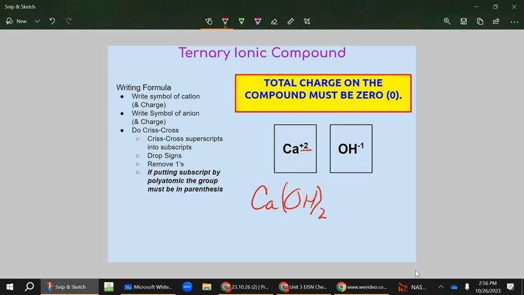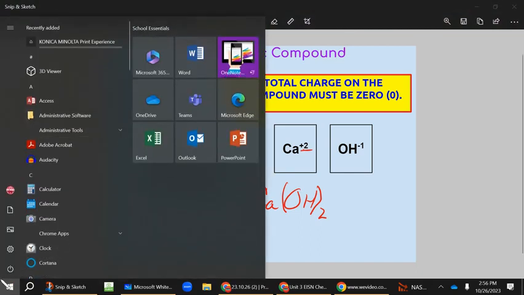Here's why, Christopher. CA is a +2. OH is a -1, right? What would that be for a total? +2 and a -1. What's the total? 1. That's not 0, is it? But if I bring a second OH group, now what's the total? 0.